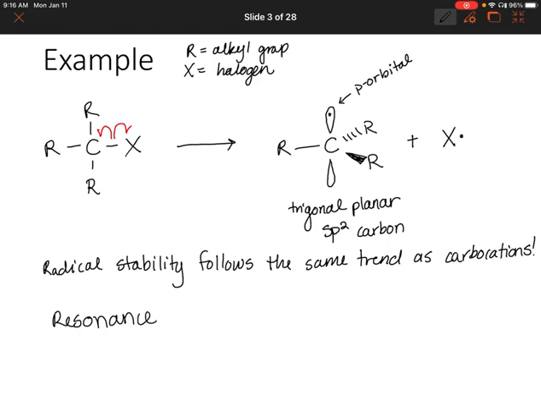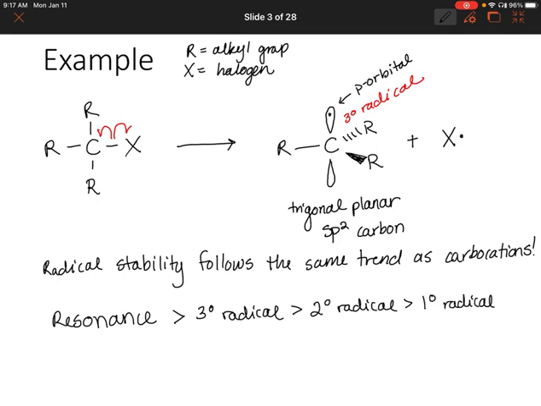So something that has resonance is going to be more stable than a tertiary radical, which is actually what we drew up above, because the carbon has 3 groups bonded to it, so it's tertiary. And then that will be more stable than a secondary radical, which is more stable than a primary radical, which is more stable than a methyl group radical.